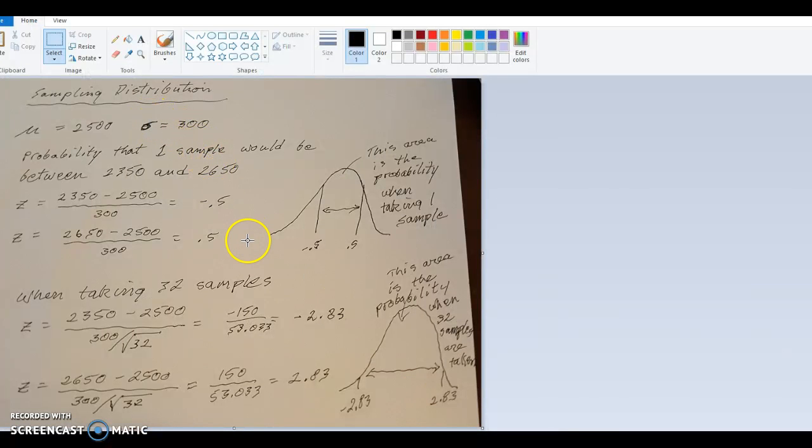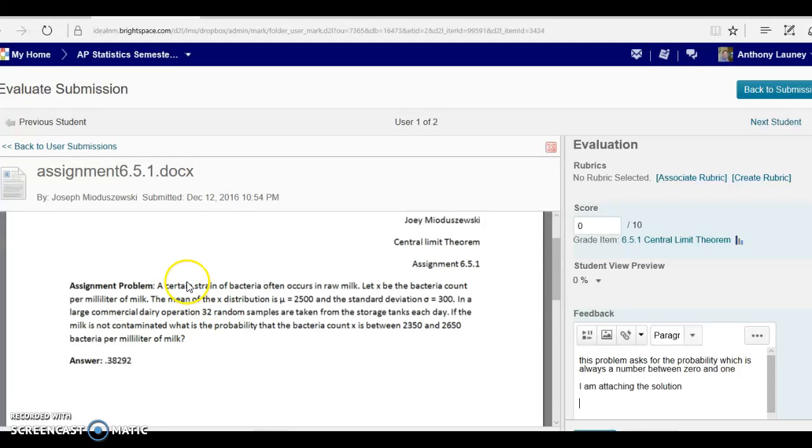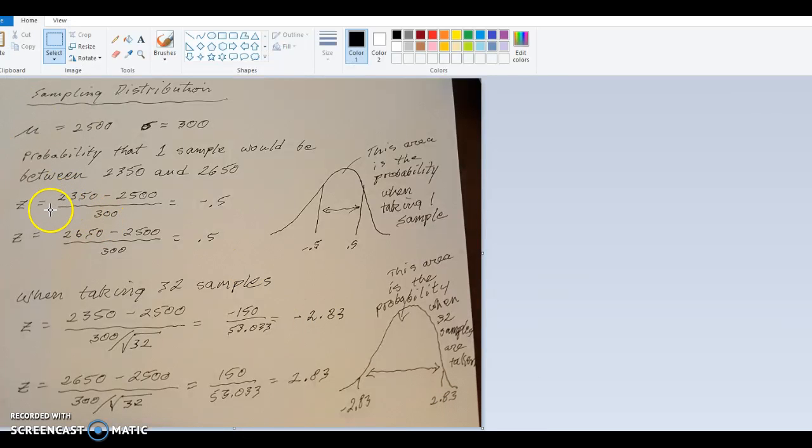If we were to just take one sample of this milk, the problem says that at a dairy, we go sample inside the tank, and if we were to just take one sample where we knew that the mean bacterial count was 2,500 and standard deviation 300, and we wanted to know the probability of one sample being between 2350 and 2650, that would look like this. We would convert to a z-value, which you know how to do.